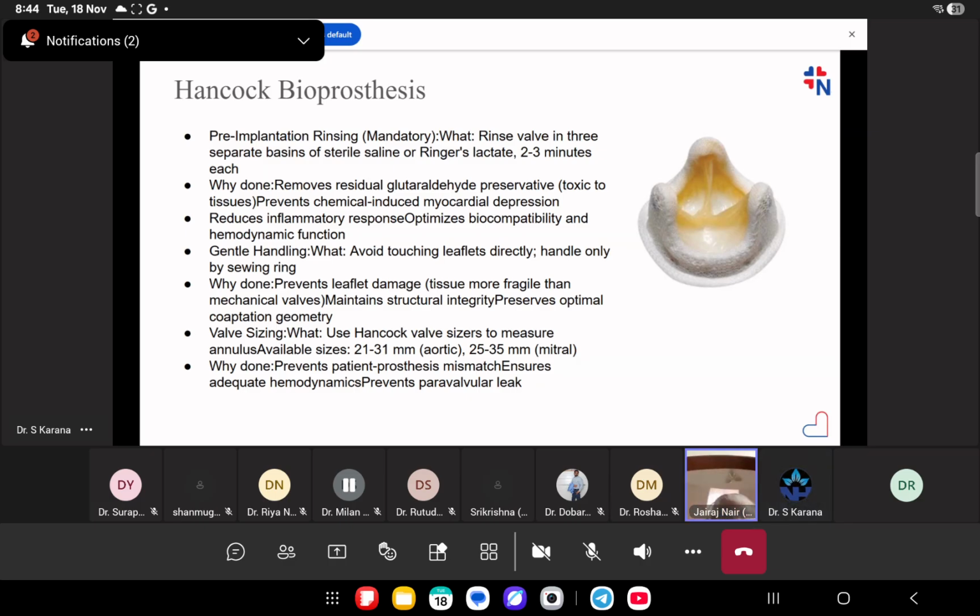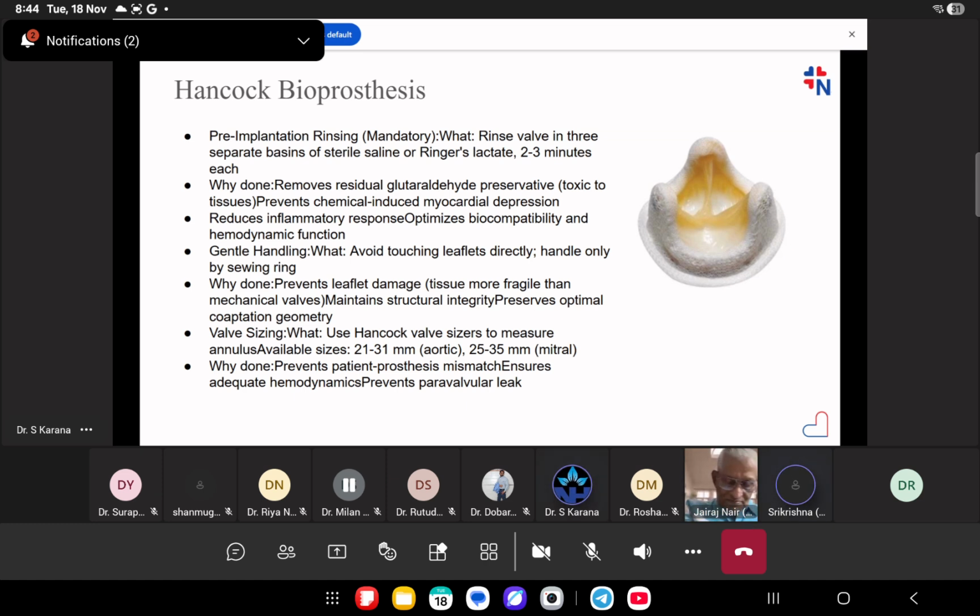You must make a sort of a table of the comparison of all these valves, of various features, so that you have a ready reckoner before going for an exam, so that you can just look at it and say what are the pros and cons of each valve. Yes, sir. That is something that you should do.